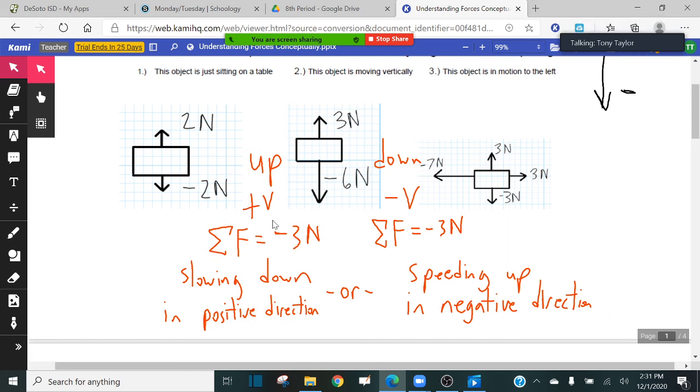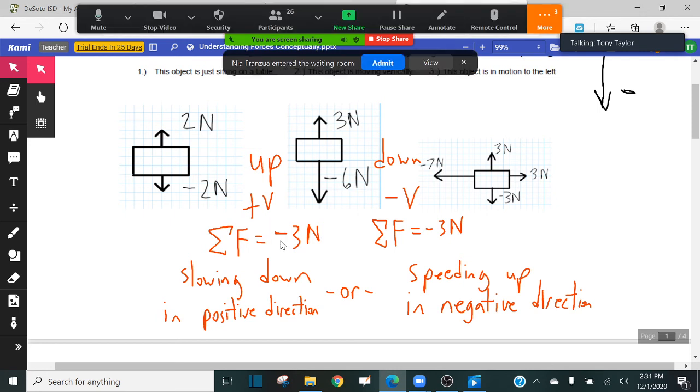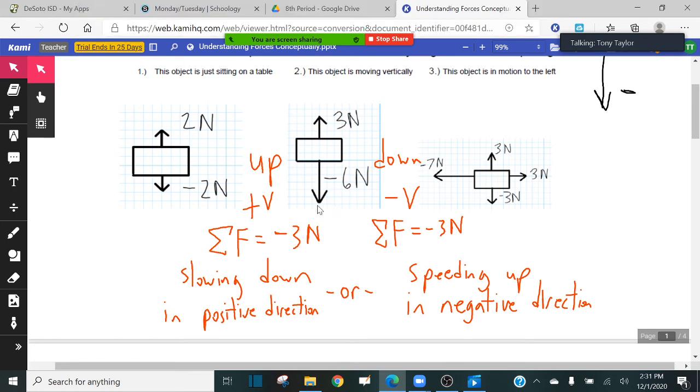Here the signs are different. Here the signs are the same. Here the object is moving opposite the direction of the dominant force. Here the object is moving in the same direction as the dominant force. So one free body diagram can explain two situations, just like what we saw when we watched the bungee jumping video.